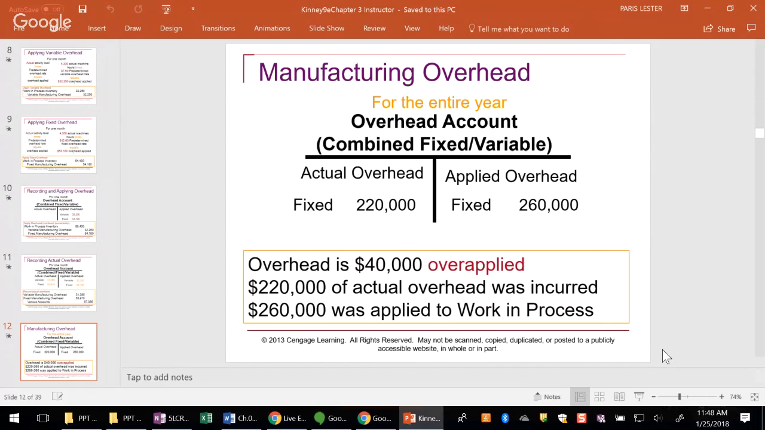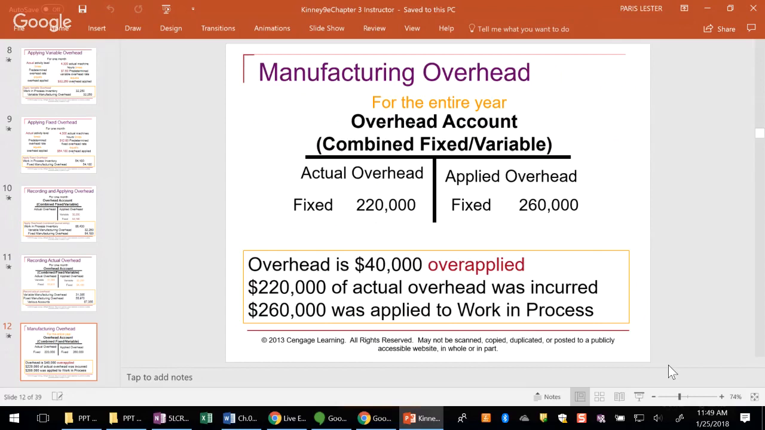But if you got, what do you do, Tanda, do you remember? What do you do if your actual overhead is 220 and your applied is 260? What do you do with that 40,000? You close it against cost of goods sold. You can, or you can allocate it where? You can allocate it between three different things: cost of goods sold, finished goods, and work in process. All right?